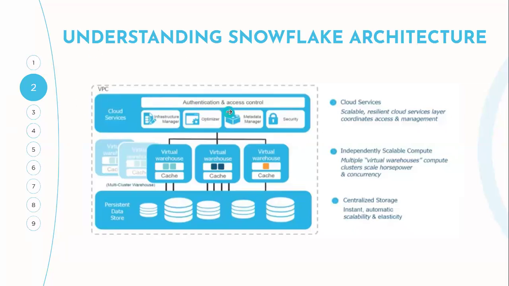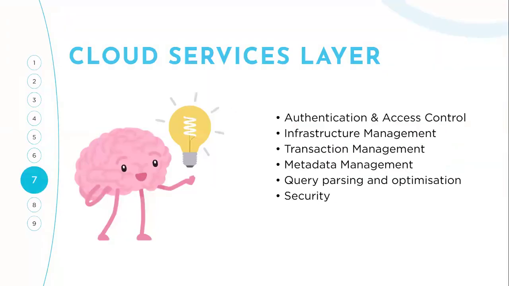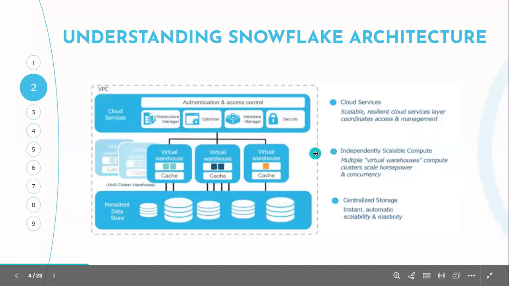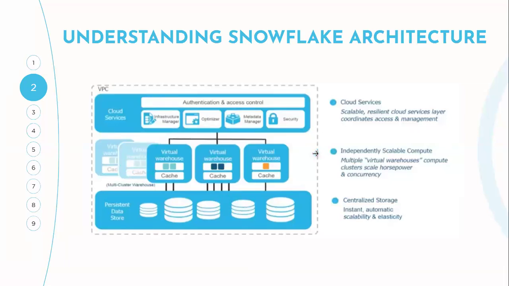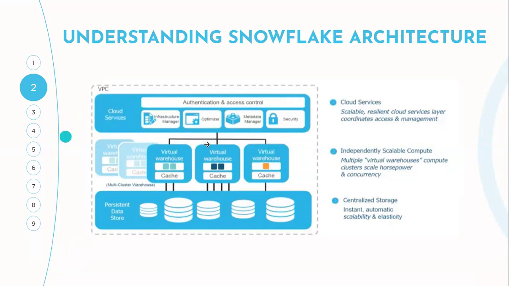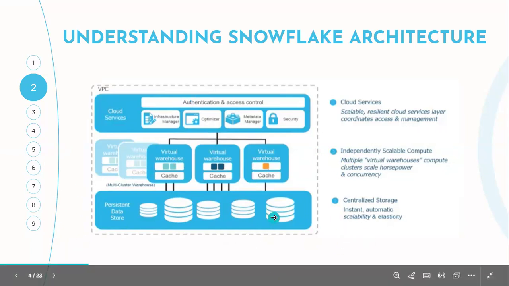Let me start with the cloud service layer. What are the features that cloud services provide? Before that, you need to understand that the storage layer and these VMs are provided by a third-party cloud platform. When you are registering your account, you choose either AWS, Azure or GCP, and whichever account you have chosen, those cloud VMs and cloud storage units are used by Snowflake. Snowflake only manages the cloud service layer. The remaining is taken care of by the cloud provider.